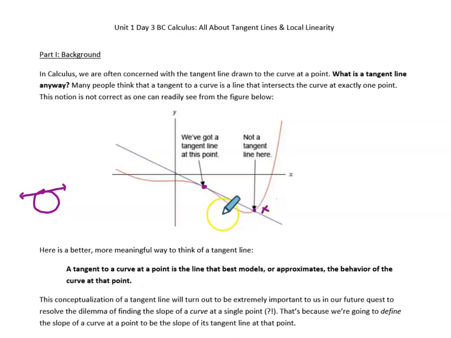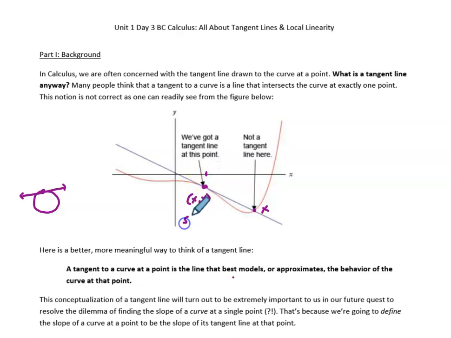A tangent line in a broader calculus definition is the line that best models or approximates the behavior of the curve at that point. So what do we mean by that? What do we mean by approximating the behavior of the curve? Well, it means two things. One is that we share an XY coordinate point. So the point of tangency is shared, the Y value of the point at some given X value.